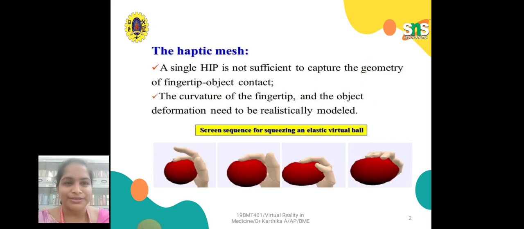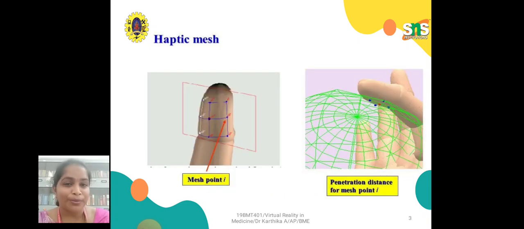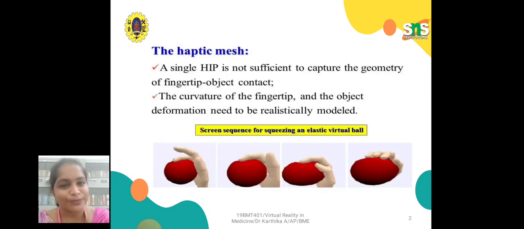A single HIP is not sufficient to capture the geometry of fingertip-object contact. See the sample figure. The curvature of the fingertip and the object deformation need to be realistically modeled, because a single haptic point doesn't give any real world object experience. So we need a haptic mesh, which will provide a better experience than a haptic interface point.